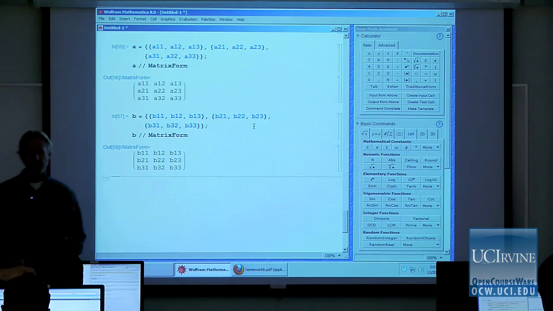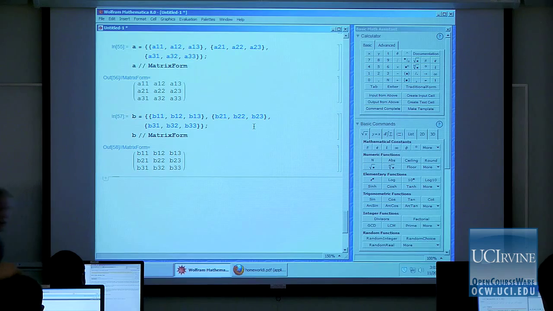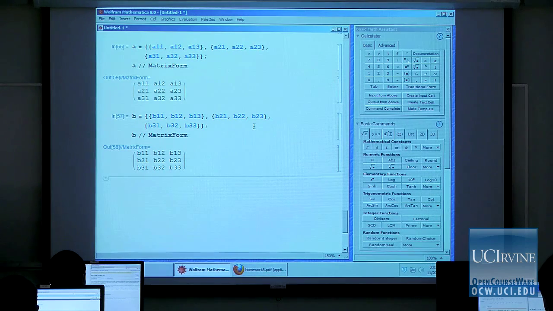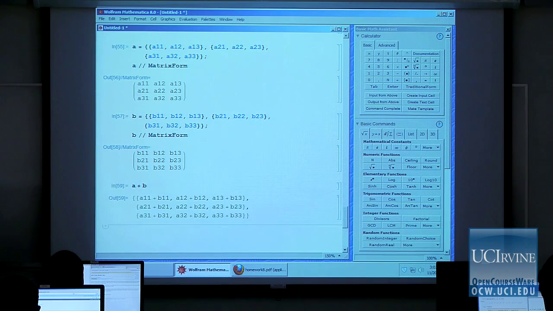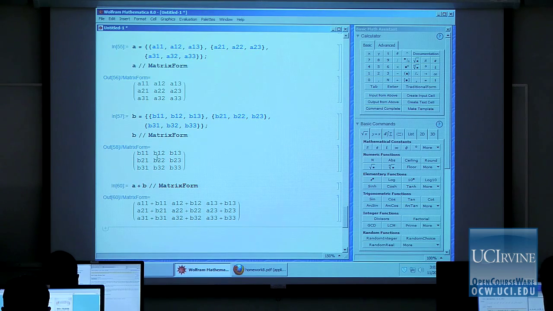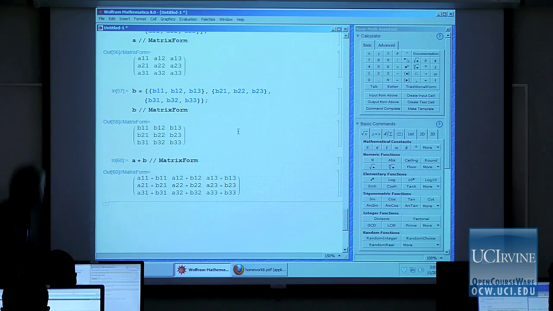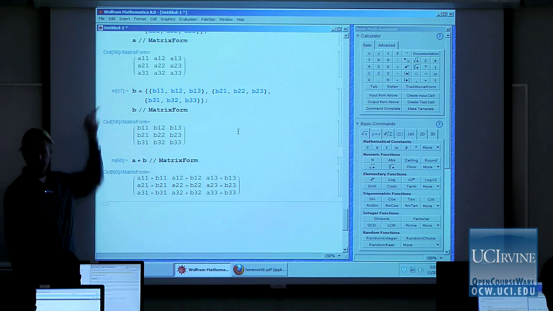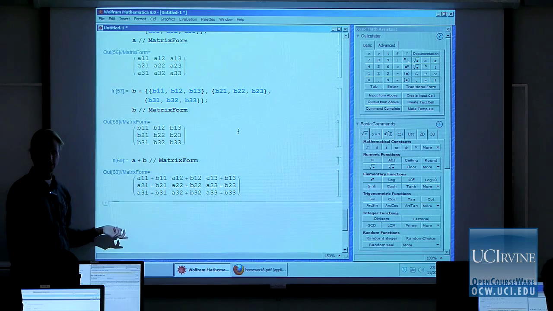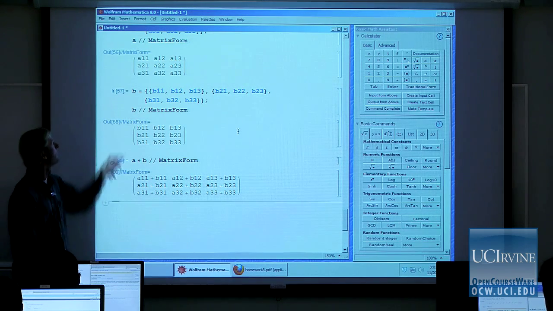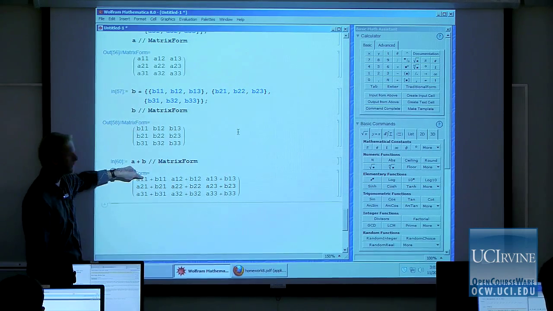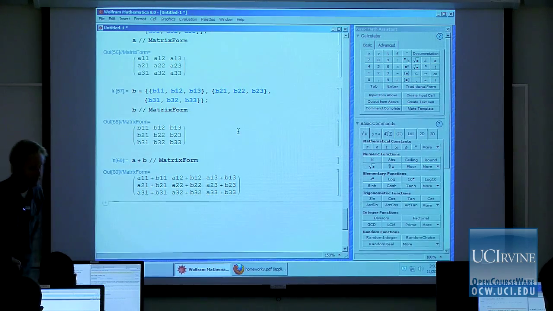When you have matrices with the same dimensions, you can do arithmetic operations with them, such as adding them together. So if I add A plus B, let's put that in matrix form. I get another 3 by 3 matrix whose elements are just the sum of the corresponding elements in the two matrices that I added. So you see that matrix addition is very straightforward. Just take this element, add it to this element, and put it here, et cetera.